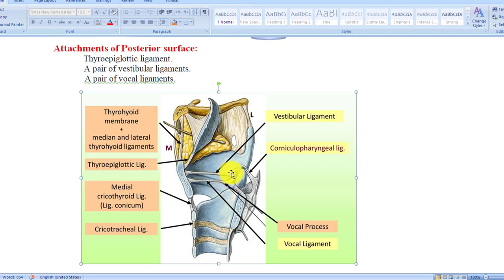You see these attachments here. I'm talking about this point. So you can see this is the vestibular ligament. It is attached to the thyroid cartilage posteriorly. Okay, done. Here is the thyroepiglottic ligament. So you can see this is the epiglottis, right? And thyro means thyroid and epiglottic means epiglottis. So thyroepiglottic ligament, right? Okay.